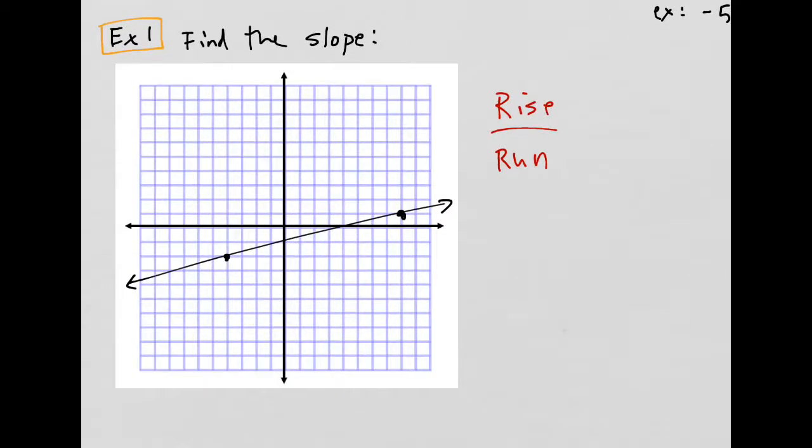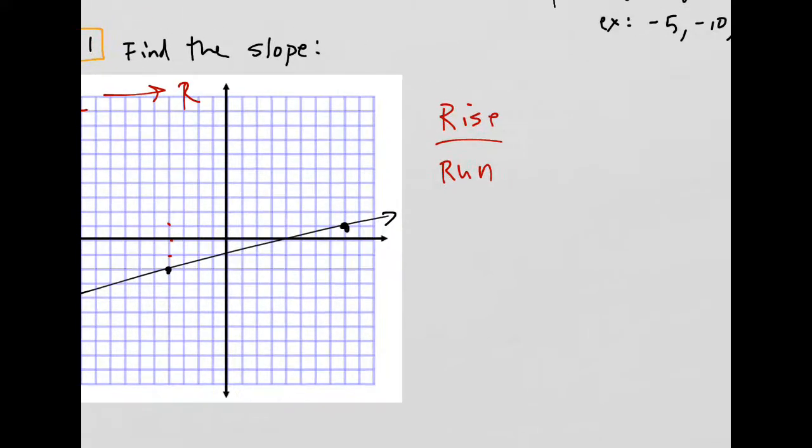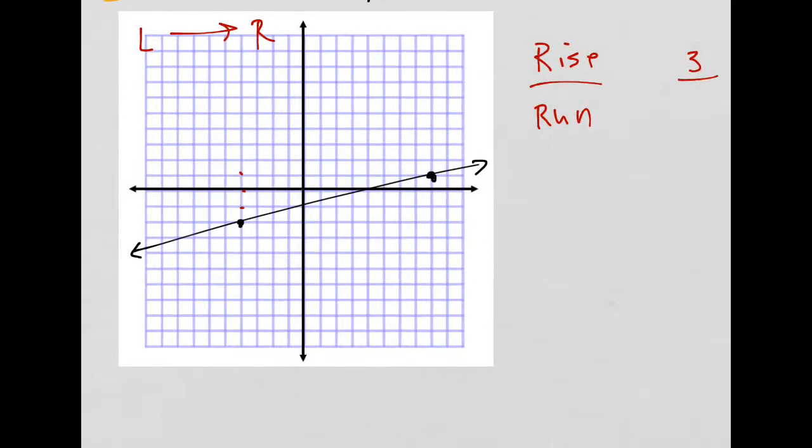So this one, what is this? This is definitely positive. I'm always going to start from left to right. That's just my habit, because I read that way. Maybe you can start from left to right as well. So I'll start here, and I'm just going to count how much I rise to line up with this point. Well, 1, 2, 3. I rise 3. So in this case, the rise is 3. And the run, how much do I have to move over to get to this point? That's my question.